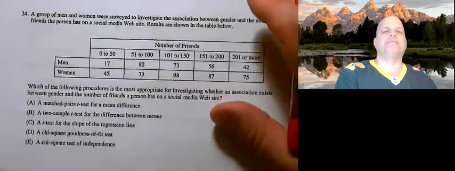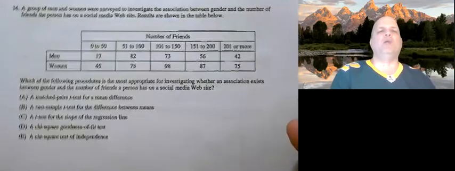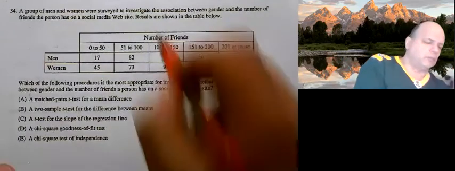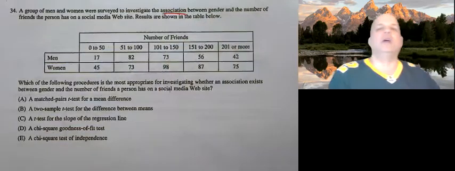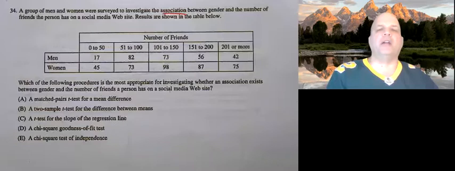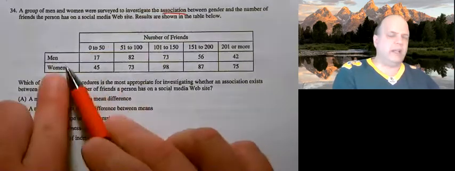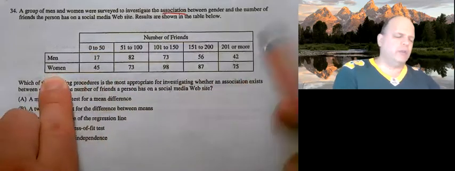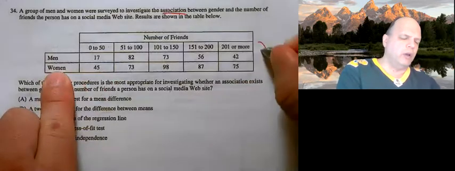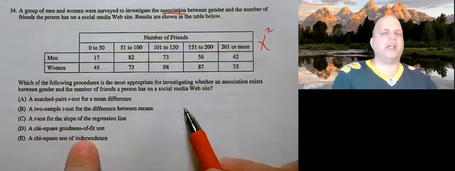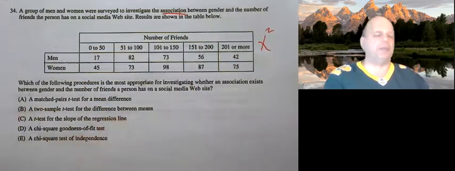Number 34. A group of men and women were surveyed to investigate the association, there's a key word, between gender and the number of friends the person has on a social media website. Results are shown in the table below. All right. Well, immediately I see we have two genders, but I have multiple categories. As soon as I see multiple categories, I'm thinking chi-squared. They use the word association. I'm thinking chi-squared independence unless something pops up.